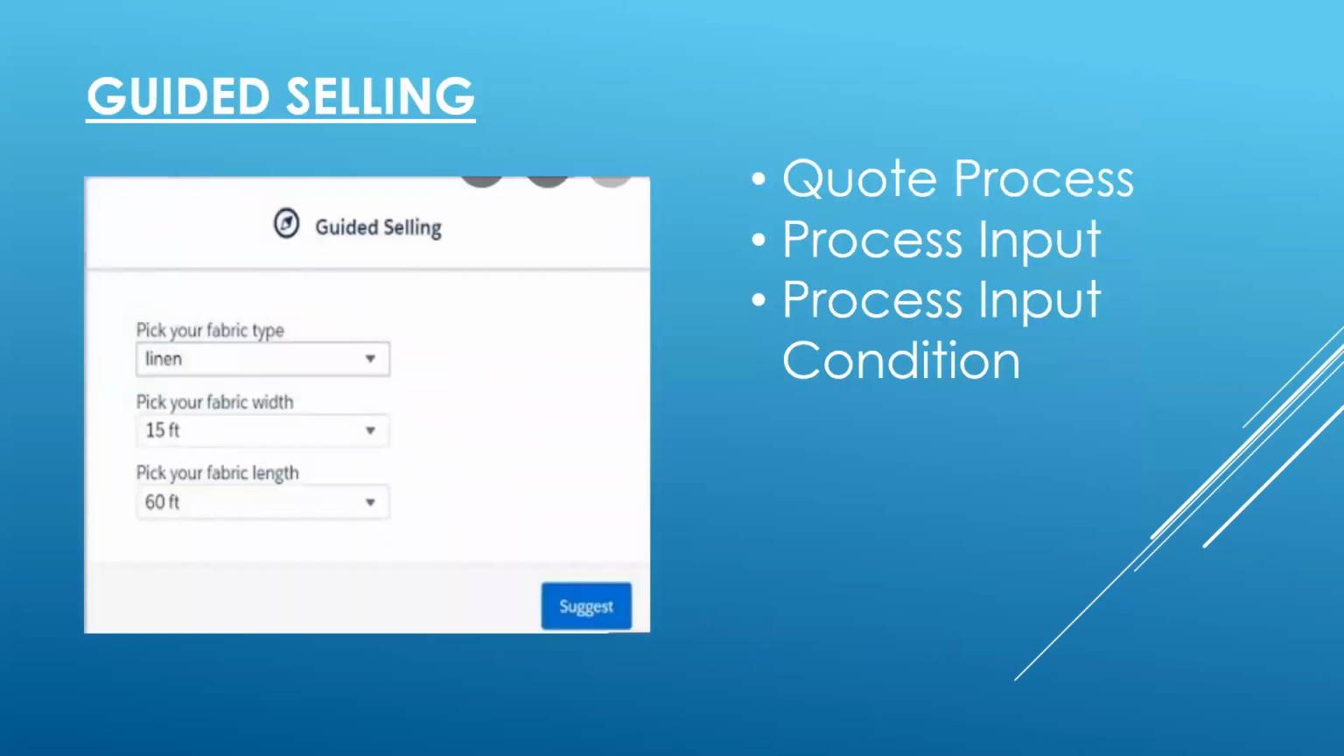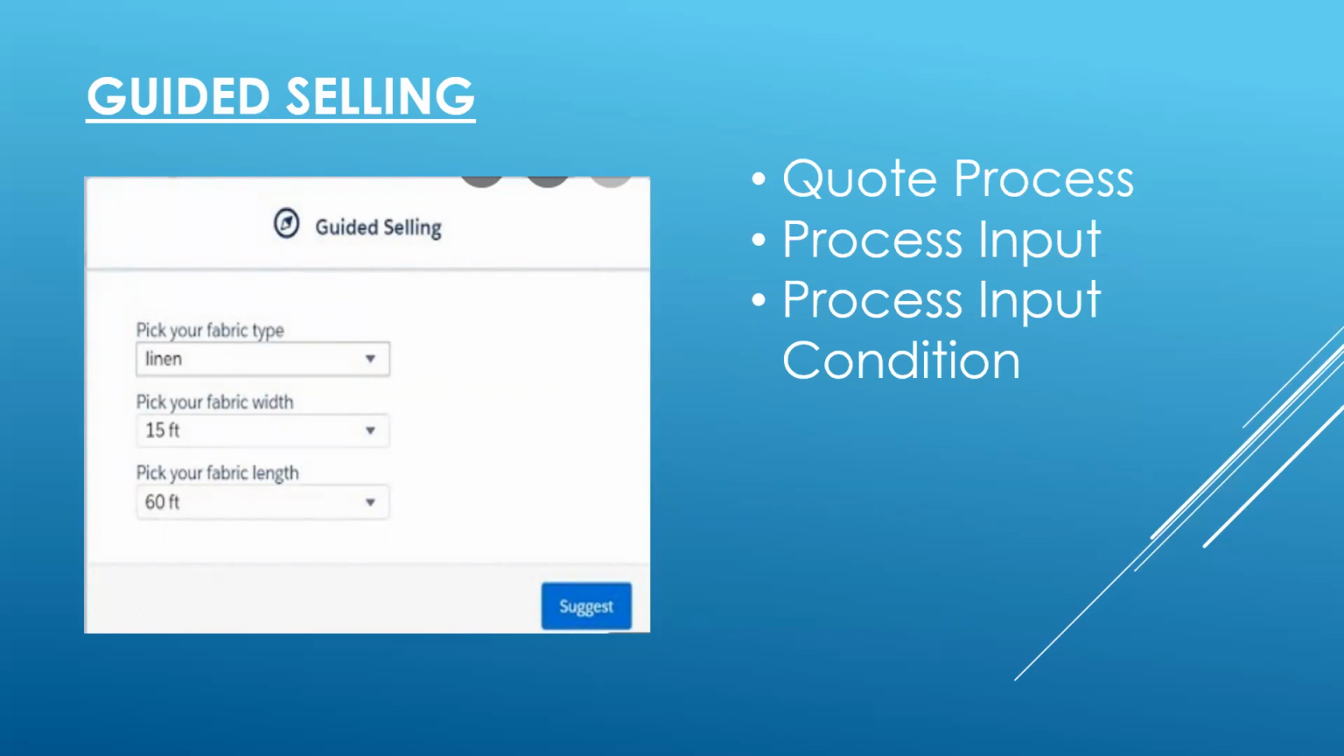Now we have guided selling. Guided selling is usually used when we configure any quote and we have thousands of products. How will the sales rep make the process easy? If a customer wants something, how will he find it? Guided selling helps the sales rep filter the products on the product selection page. For example, if we have multiple fabrics on the product selection page, we will have guided selling as we have on the screen, so he can easily select which type of fabric he wants.